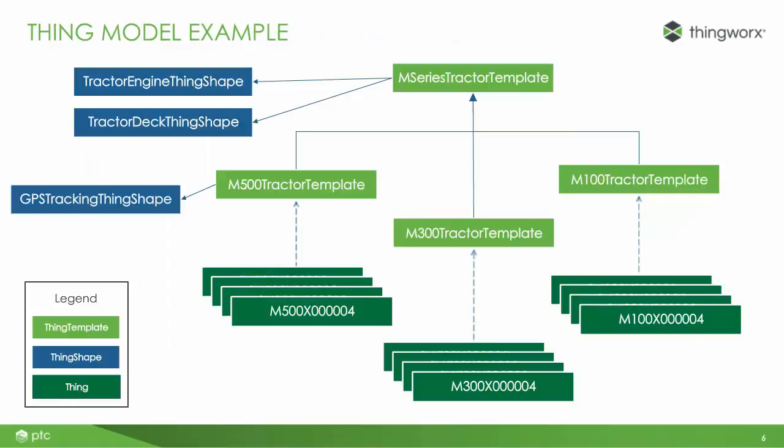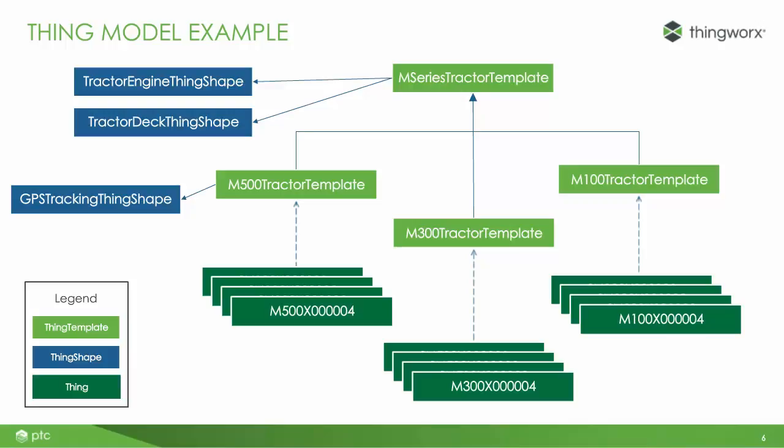Here's an example. It's definitely easier to think of these conceptual pieces in the real world. So this example is of a tractor. If you were to build an M-Series tractor, you would probably build a generic M-Series template, and then that template could have some shapes. It'll have an engine and a tractor deck. These shapes are reusable, so they could be used on a T-Series tractor or a P-Series tractor, and that's why we put them in shapes so that they are able to be reused.